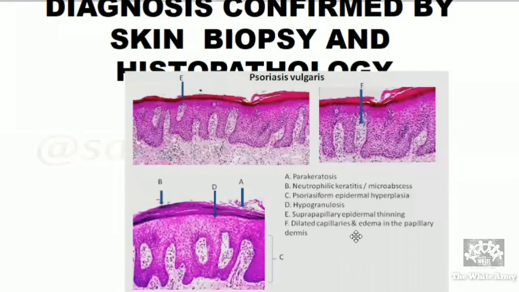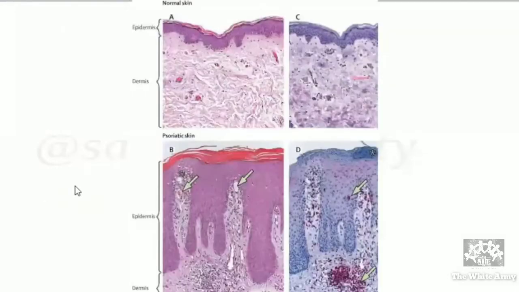And dilated capillaries and edema of the papillary dermis. So dilated capillaries, obviously there is inflammation, there are dilated capillaries and other inflammatory infiltrates in the dermis. Yeah, I hope you understood this. So if you can relate this to the clinical picture of psoriasis and the histopathology, you can know the reason why all these things are happening.